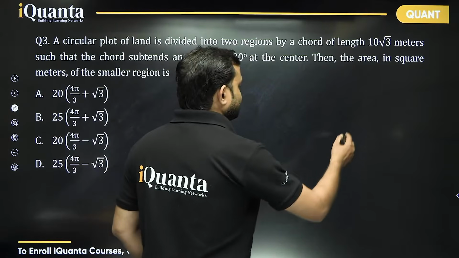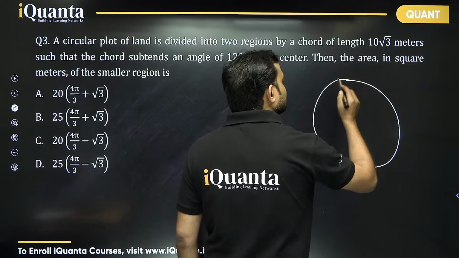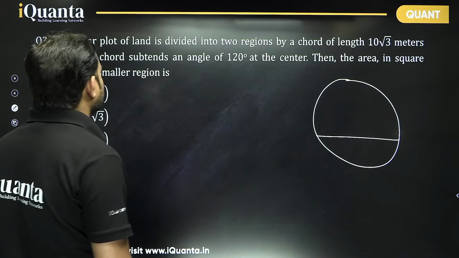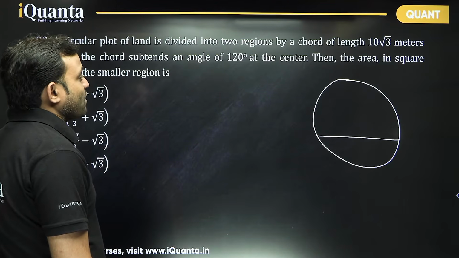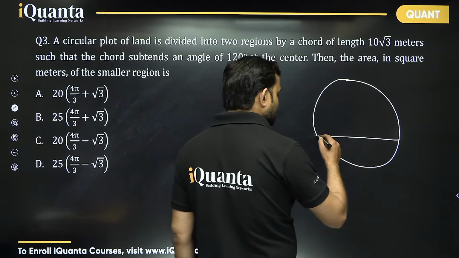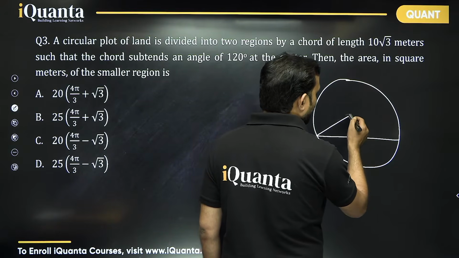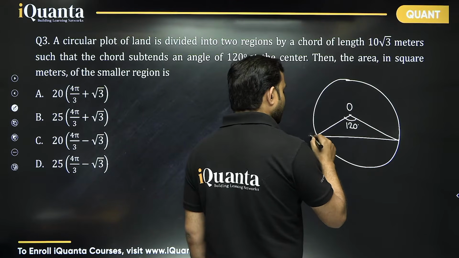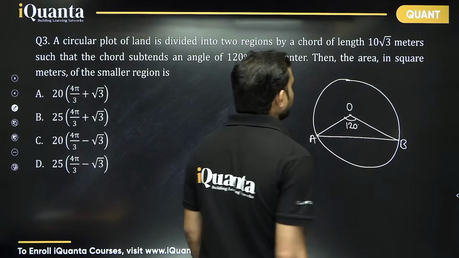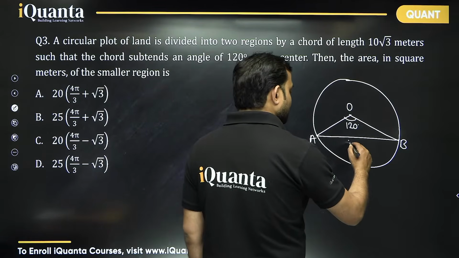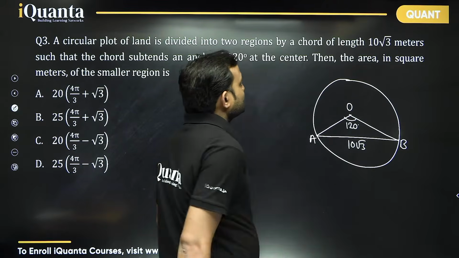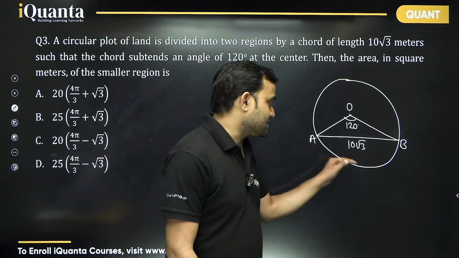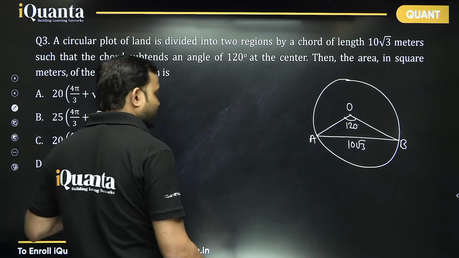A circular plot is divided into 2 regions by a chord of length 10 root 3. So this is our circular region, and a chord of length 10 root 3, such that the chord subtends an angle of 120 degrees at the center. Let's say the center is O, this angle is 120, this is A, this is B, and this length AB is 10 root 3. Then the area in square meters of the smaller region, so the region that we are looking for is this one.